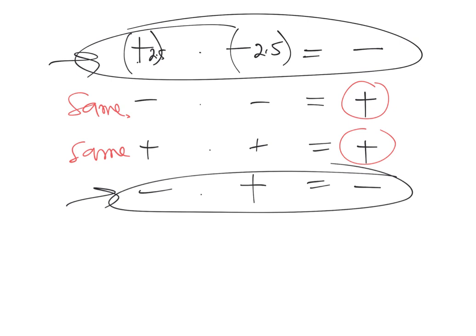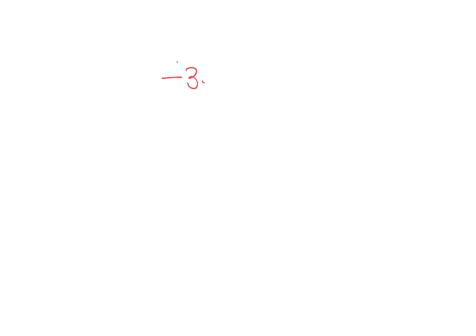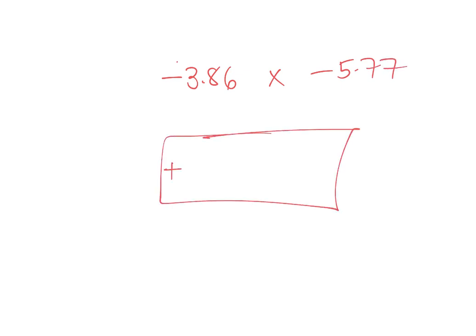So if you have a problem like this, negative 3.86 times negative 5.77, we know the answer is going to be a positive at the end, right? We know that's going to be positive. How do we know that? Because negative times the negative is a positive. And the rest of the problem is basically 3.86 times 5.77.